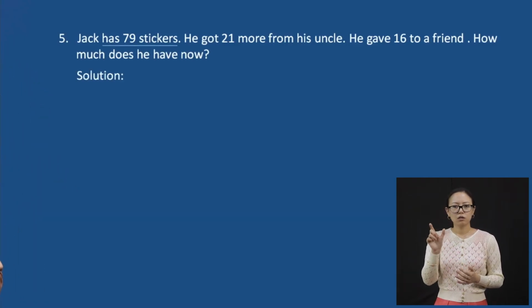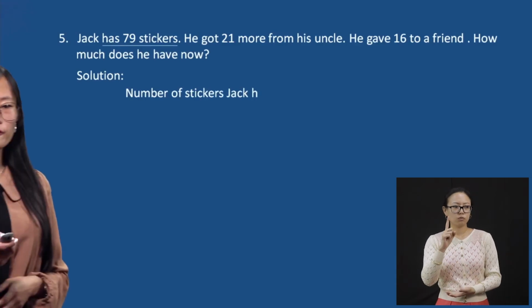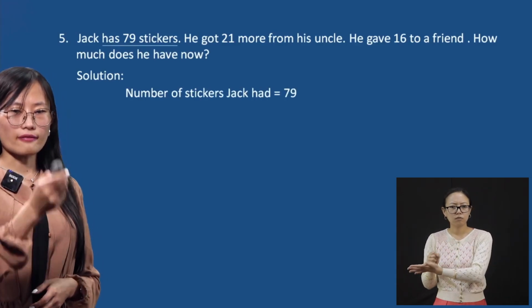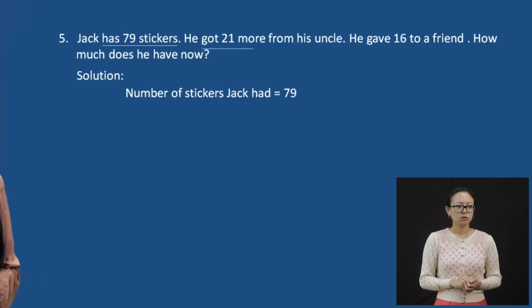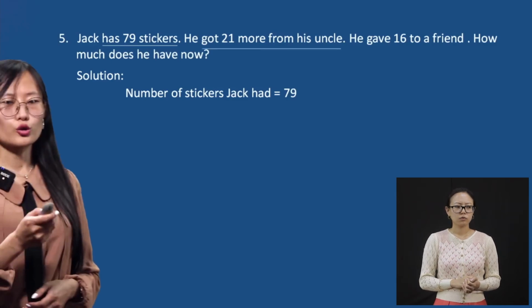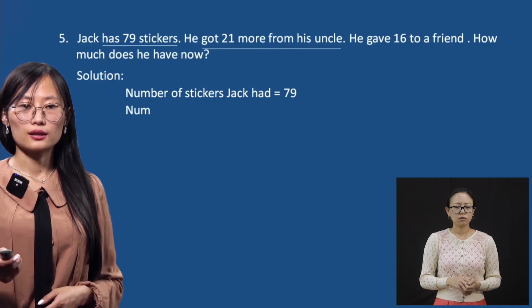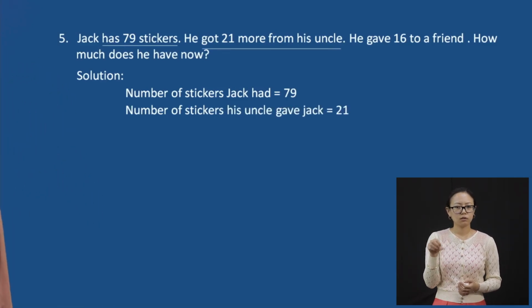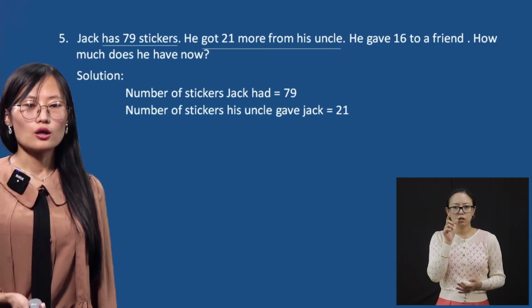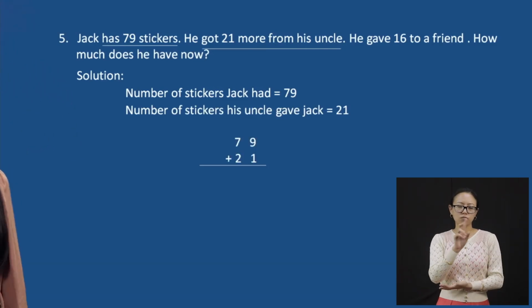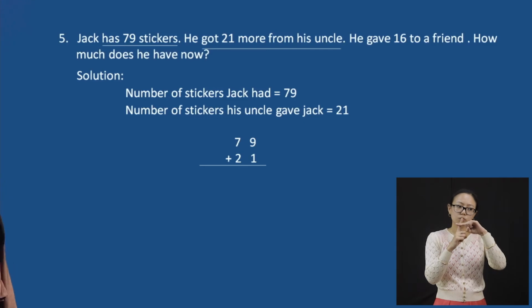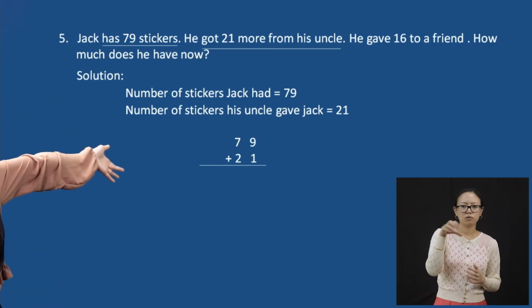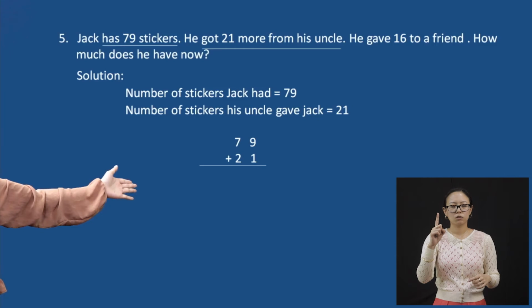Jack has 79 stickers. So the number of stickers Jack had is 79. Now, he got 21 more from his uncle. So the number of stickers his uncle gave Jack was 21. So here, 79 plus 21. You have to first add these two numbers. That is 79 plus 21.